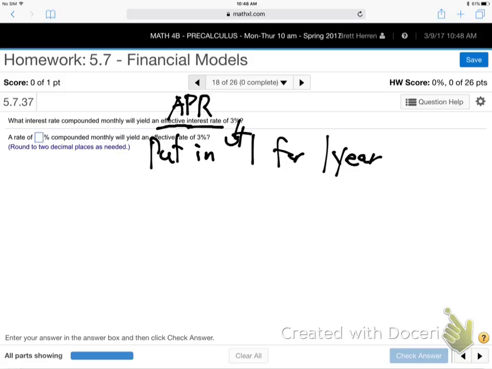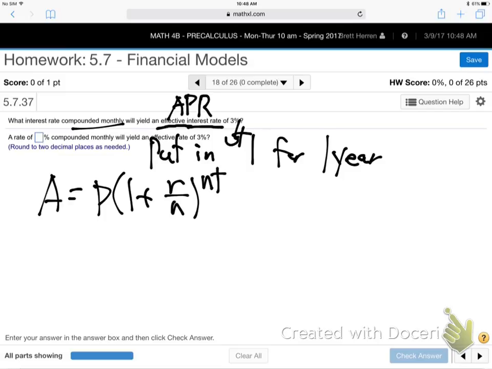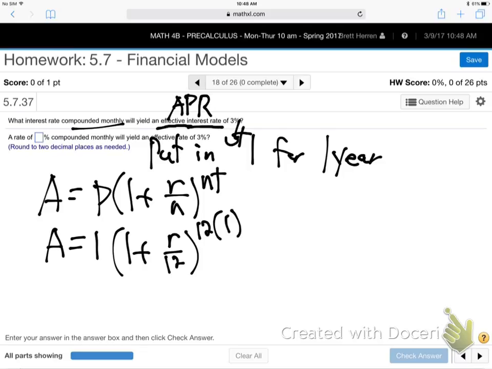Which formula are we going to use? The normal ones. Monthly. So A is P times 1 plus R over N to the NT. All right. Put in $1. And what's the rate? Oh, that's what they're asking for. Monthly is 12 and 1 year. So put in $1 for 1 year.